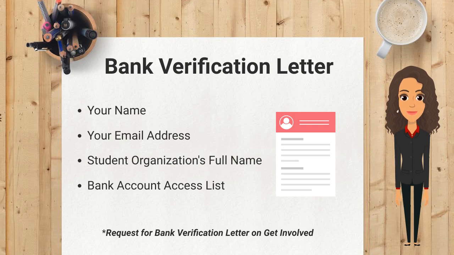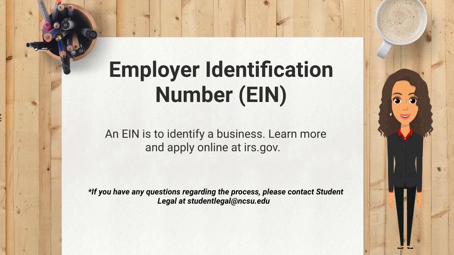An employer identification number is also known as a federal tax identification number and is used to identify a business entity. Learn more and apply online for an employer identification number from the Internal Revenue Service, also known as the IRS. If you have any questions regarding the process, please contact Student Legal at studentlegal@ncsu.edu.